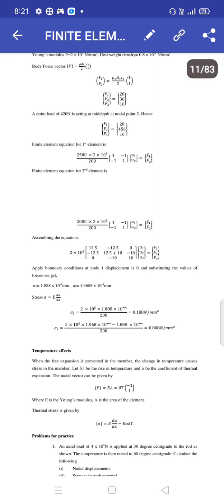Apply the boundary condition that node 1 displacement is 0. Substituting the values of force, we get u2 is equal to 1.888 into 10 power minus 4 mm, and u3 is equal to 1.9688 into 10 power minus 4 mm. The stress is equal to E into du by dx, from which we can calculate the stress in element 1 as 0.188 Newton per mm square, and sigma 2 is equal to 0.008 Newton per mm square.